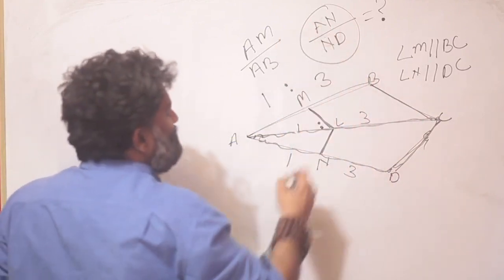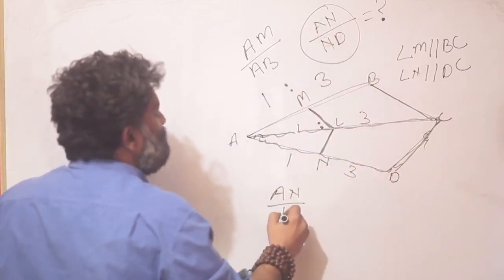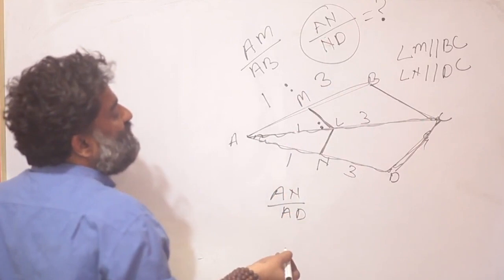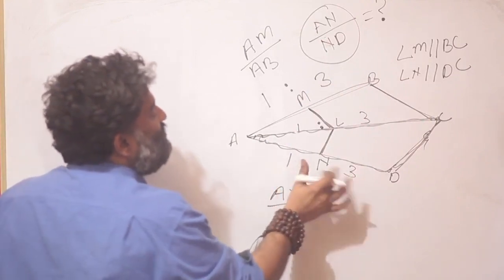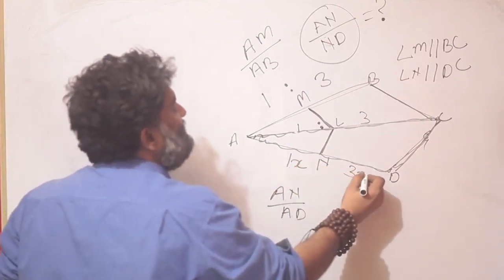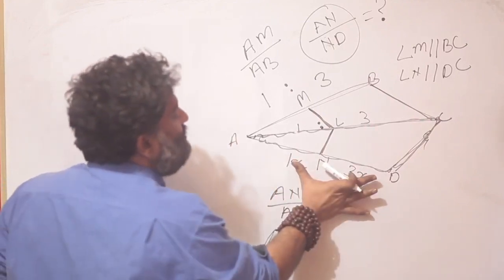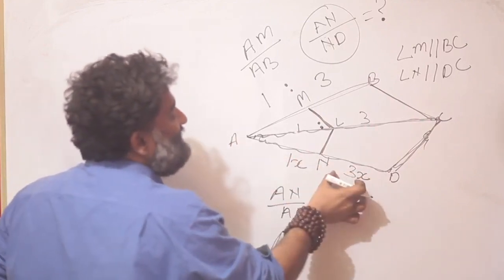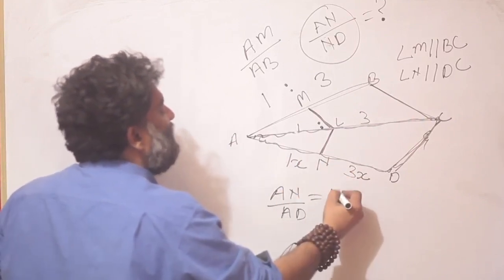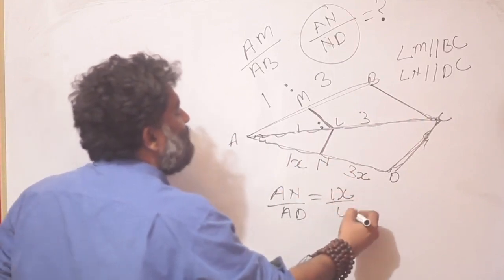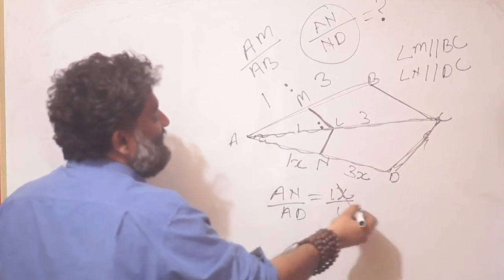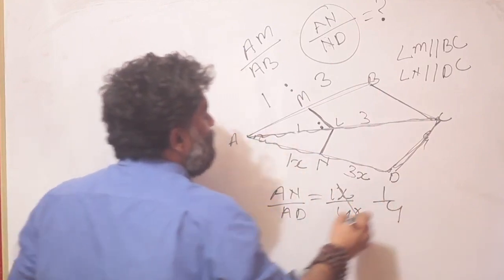And even if the question was AN is to AD, it should not be too much of a problem because I have worked this out. Let me say this is 1x, this is 3x. My question is, what is the ratio of AN is to the whole thing? That means 1x plus 3x, 4x. That means AN is 1x for me and the total is 4x for me. So x will get cancelled and I will get 1 by 4.